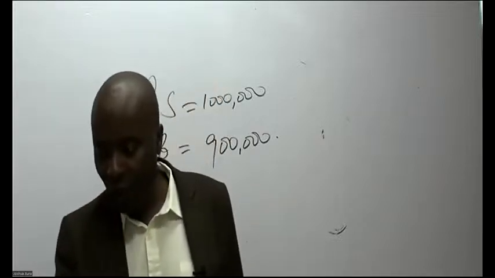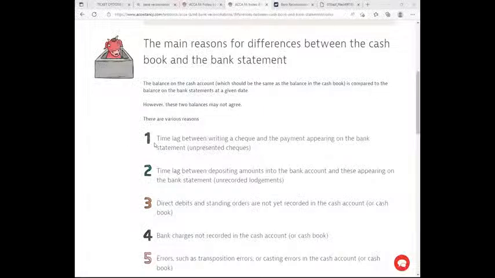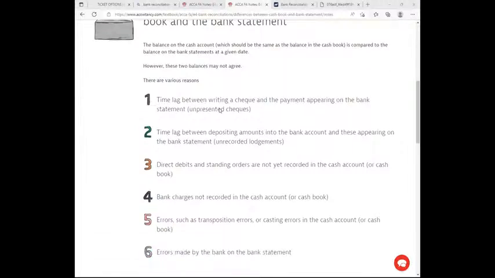Now listen to me very well, ladies and gentlemen. What we are told here is very important. We are told that the balance on the cash account, which should be the same as the balance in the cash book, is compared to the balance on the bank statement at a given date. However, these two balances may not agree, and there are various reasons.